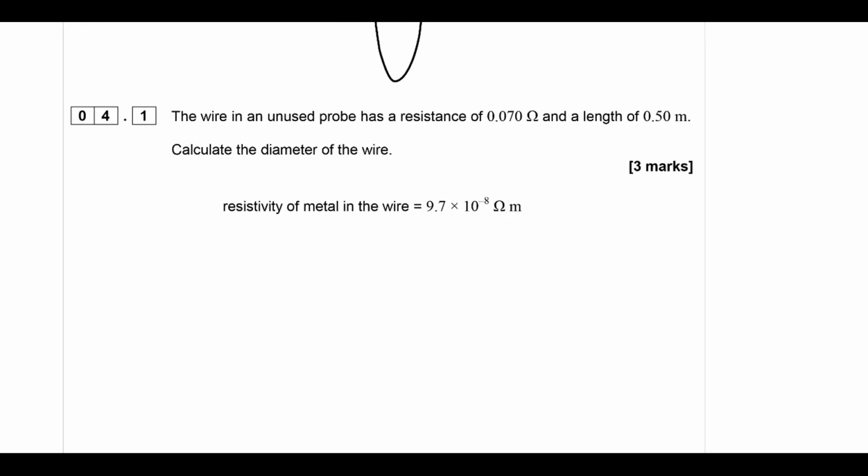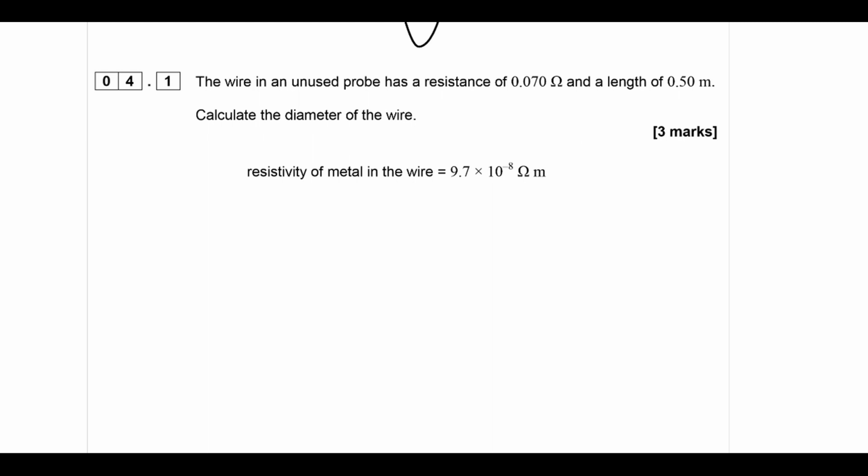So the wire in an unused probe has a resistance of 0.070 ohms and a length of 0.50 meters. Calculate the diameter if we know the resistivity. So you can calculate the resistance of a component if you know its resistivity, length, and area. So it wants the diameter of the wire, so we can see by rearranging that equation, the area, or pi d squared over 4, is going to be equal to the resistivity times length divided by the resistance. So that means the diameter is going to be the square root of 4 rho L over pi R.